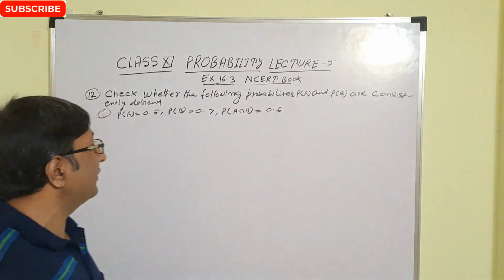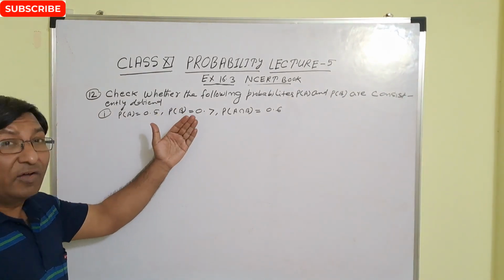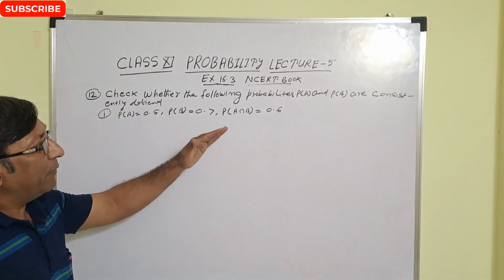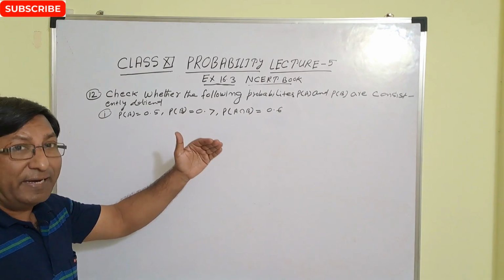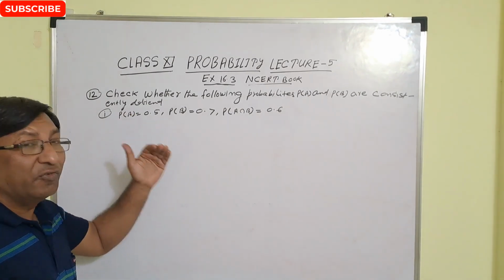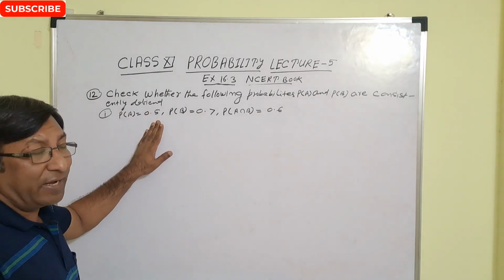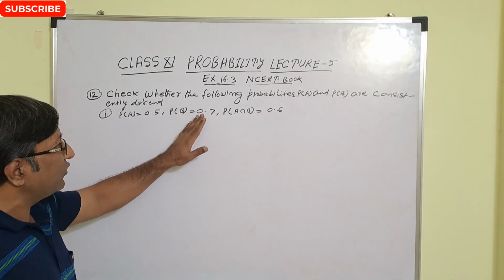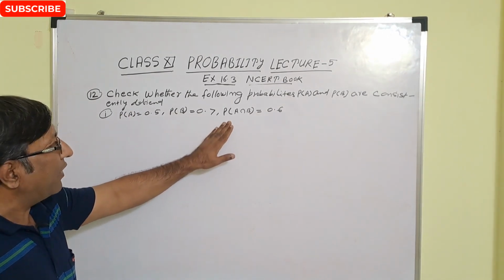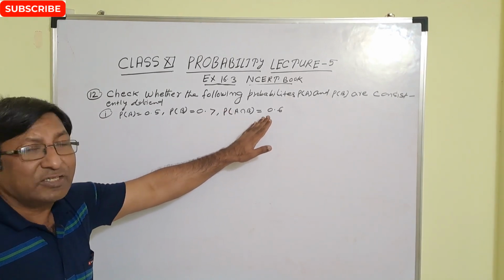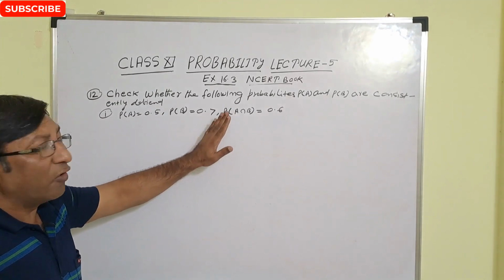Let us see the question. Check whether the following probabilities, probability of A and probability of B, are consistently defined or not. What is given? Probability of A is 0.5, probability of B is 0.7 and probability of A intersection B is 0.6. So this is not defined.